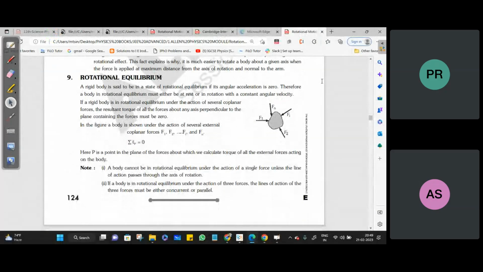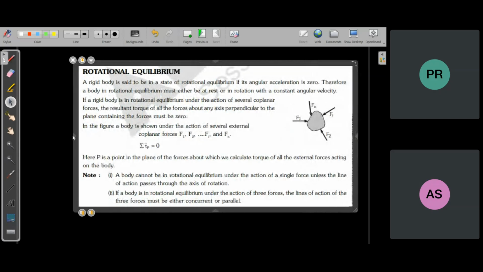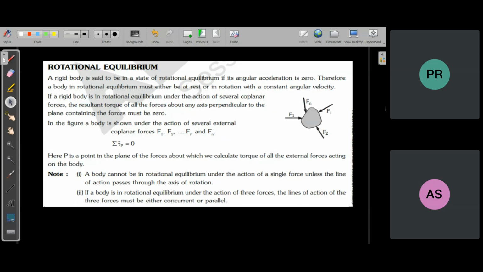Okay. So once you have understood how to calculate the torque due to a force or a couple of forces about a point or an axis, now we can talk about rotational equilibrium. What is rotational equilibrium? Very simple, just like the equilibrium you studied in Newton's laws. At that time, we said that equilibrium means net force zero. But that was translational equilibrium, because when net force is zero, the body can go from rest to rotation.